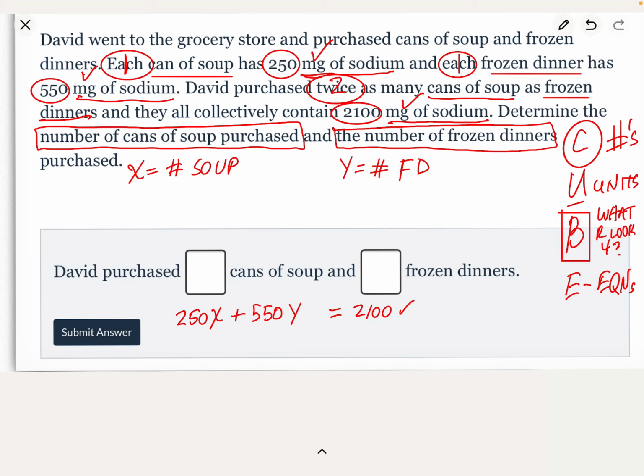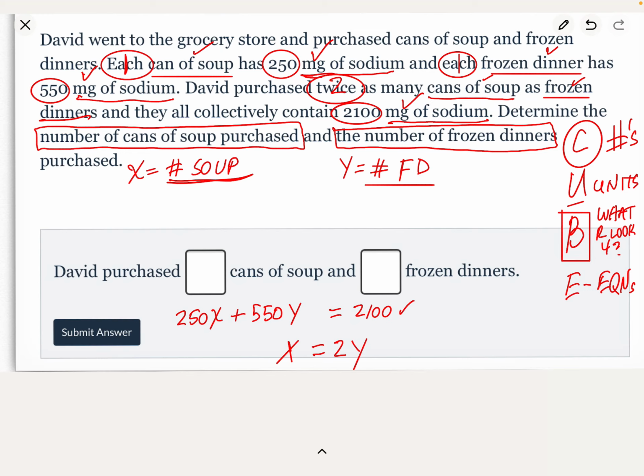Now I need another equation. For the second part, I'm going to use the units. I'm looking for cans of soup and frozen dinners. Somehow those two have got to be put together. Also understand that the units for the x and the y are soup and frozen dinners. So it says David purchased twice as many cans of soup as he did frozen dinners. He purchased twice as many cans of soup as frozen dinners. So we need to put that together. So if x is the number of cans of soup, he purchased twice as many frozen dinners.